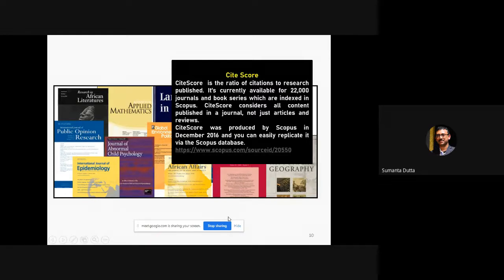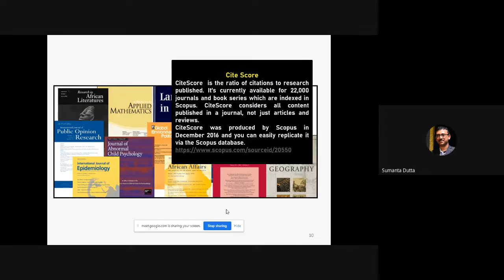Now, for example, let us talk about another matrix which is called CiteScore. Okay, now what is CiteScore? It is a new matrix. It also calculates based on the number of journals that are available. They have 22,000 journals, and by virtue of that, they try to calculate from the information they are getting from the Scopus database.